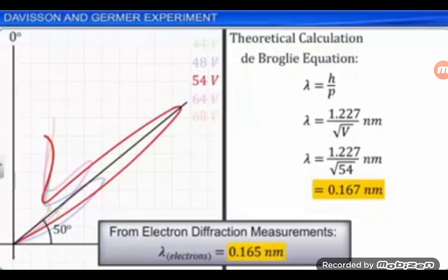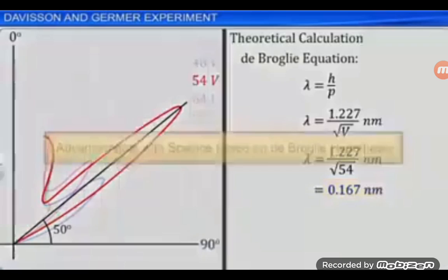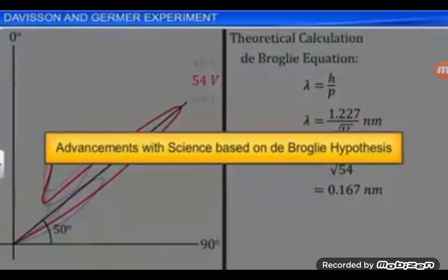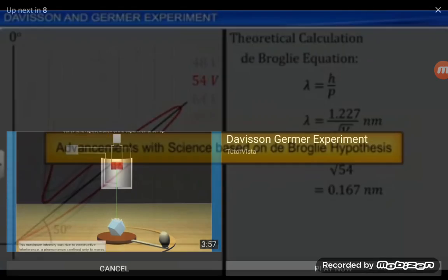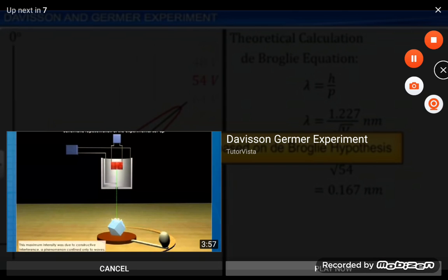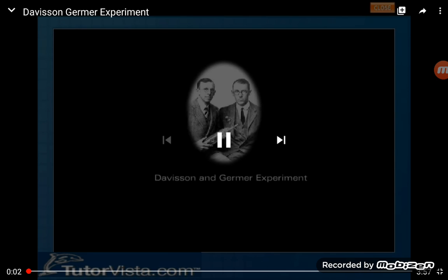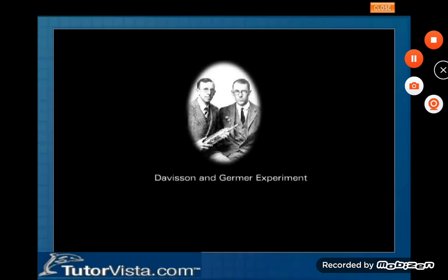The de Broglie hypothesis has been the cornerstone of many advancements and applications in recent times. Here we will see another explanation for the same Davisson-Germer experiment.